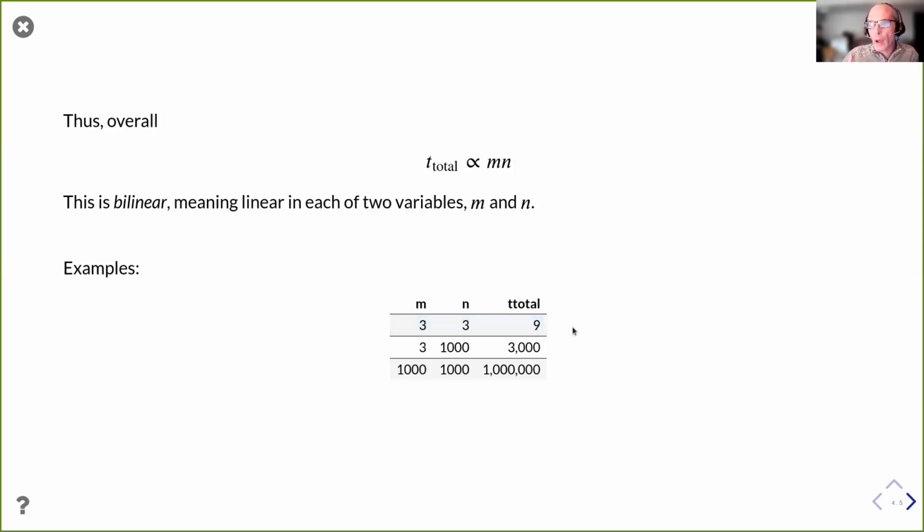not in terms of units of time, but just total operation count, as it's sometimes called. If m and n are both 3, then you've got essentially a total of 9 operations you're going to perform. If m is 3 but n is 1,000, then there are going to be 3,000 operations. And if they're both 1,000, now you're talking about 1,000,000 operations or so. So you can see it grows rather rapidly as both of these grow.